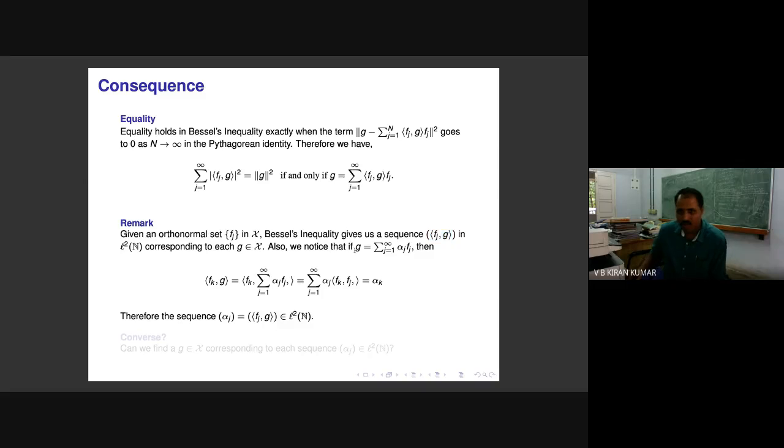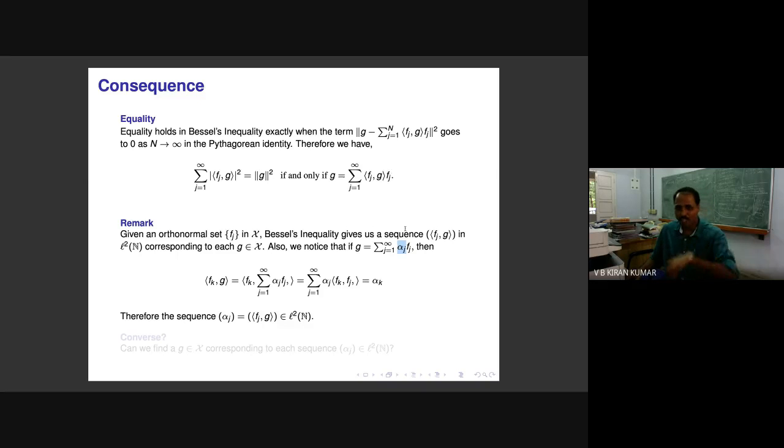Now we do it the other way. Suppose g is equal to this, some sum of alpha_j f_j, an infinite series. Then by a simple computation and interchange of sum, you can compute that these alpha_j's are precisely the inner products of f_j and g. And therefore it is in L2N. That means if g is an infinite series like this, then these coefficients are in L2N.